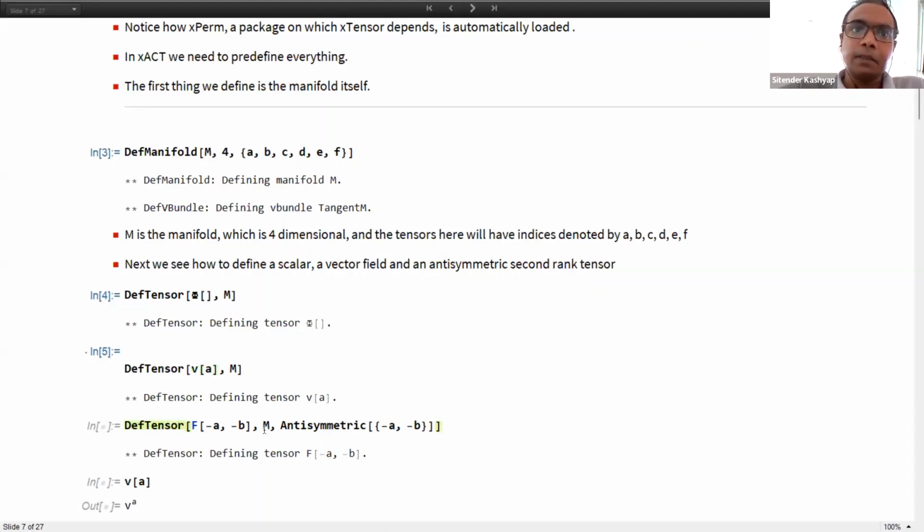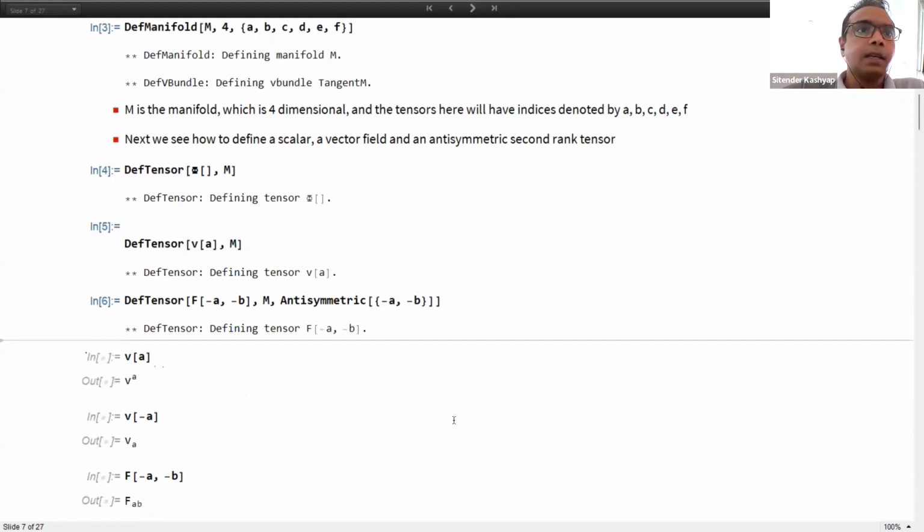Let's now define a tensor field which is antisymmetric in its indices. This field is F, antisymmetric in A and B indices, and these are lower indices because we have put the minus sign explicitly. And this object is defined on the manifold M. So we do that, and okay.